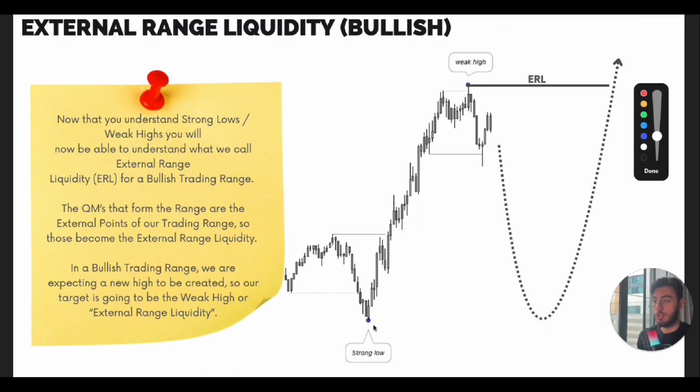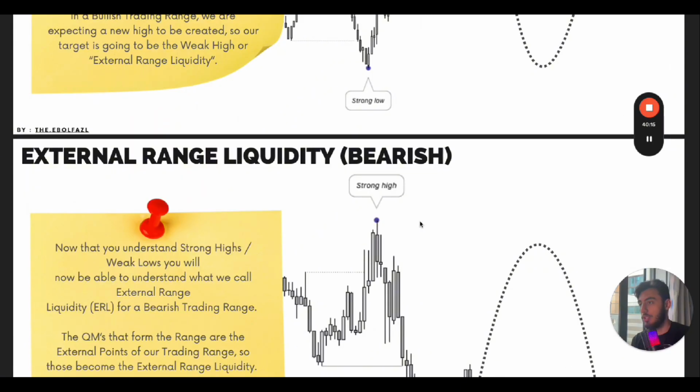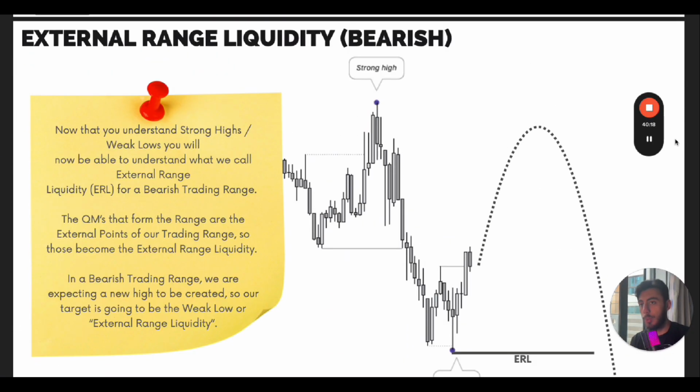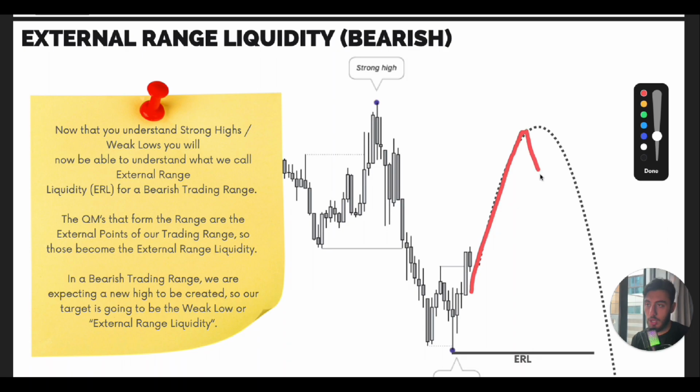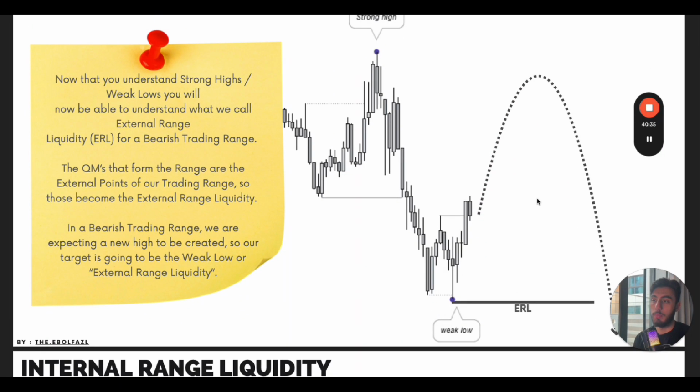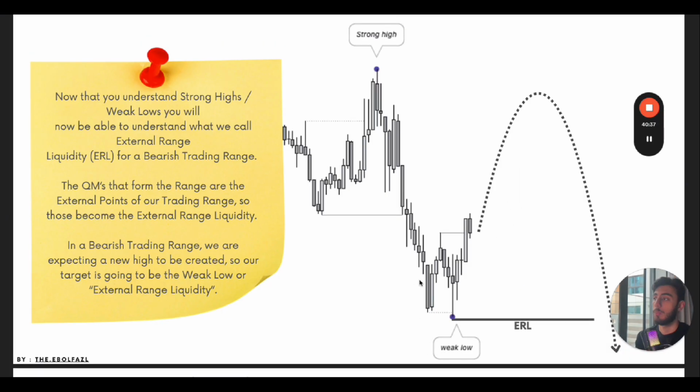So it's going to be the stop hunt, to be honest. You're going to expect price to respect the strong low and take out the external range liquidity. And in the bearish, it's going to be the same. What we're going to expect is price respects the strong high, and in the bearish trading range, price takes out the weak low. The external range liquidity for you is going to be the weak low. So we're going to expect the price to come here and respect the strong high and take out the external range liquidity, or create a new low by breaking the weak low.